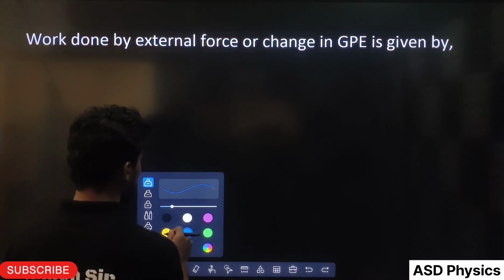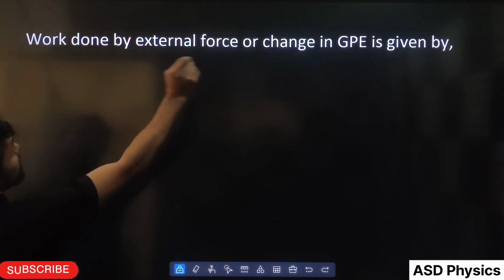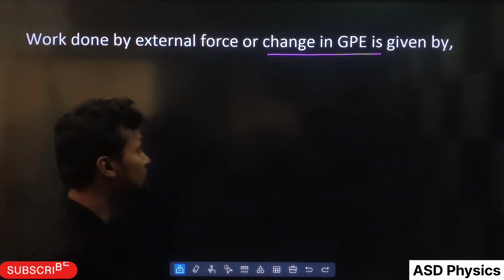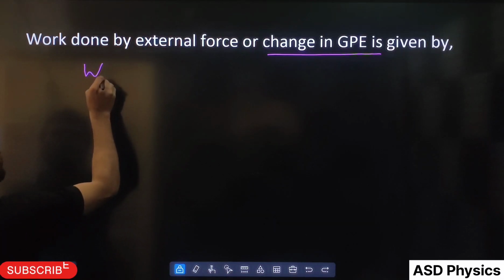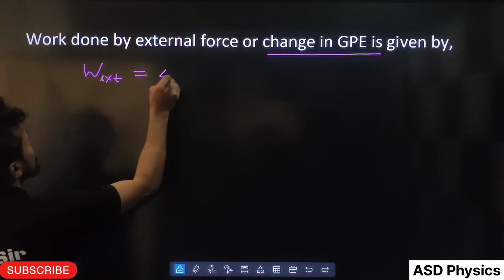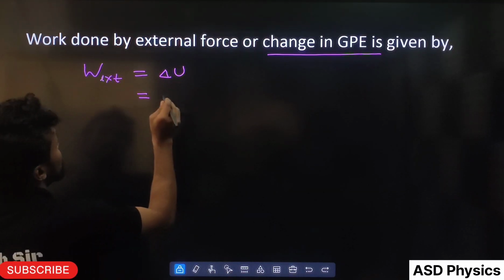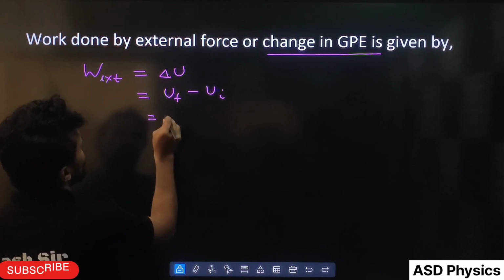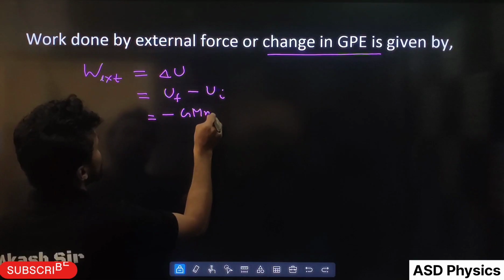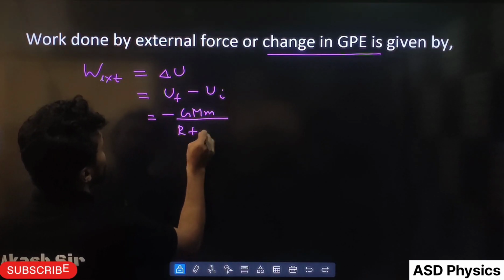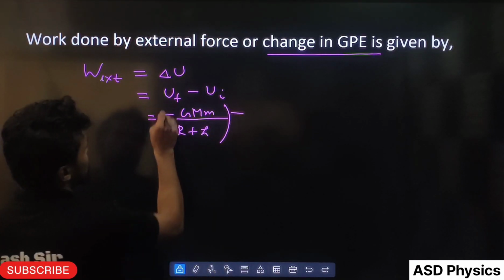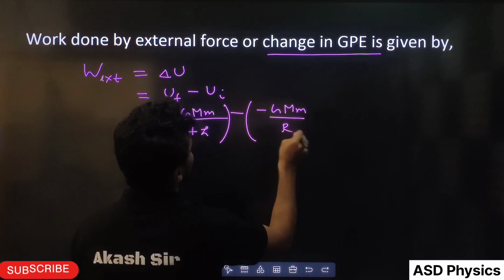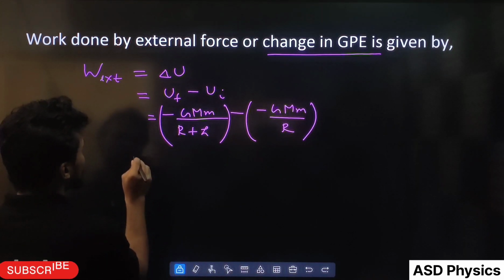Okay, so in this situation, work done by the external force, or change in GPE, is given by UF minus UI. What is UF, students? Minus GMm by R plus H. Okay, and again what is UI? Minus GMm by R.